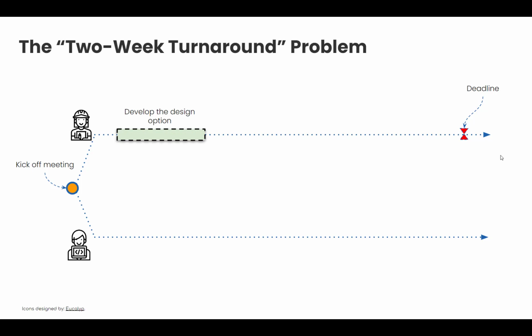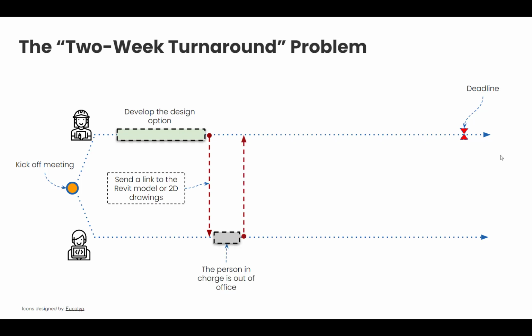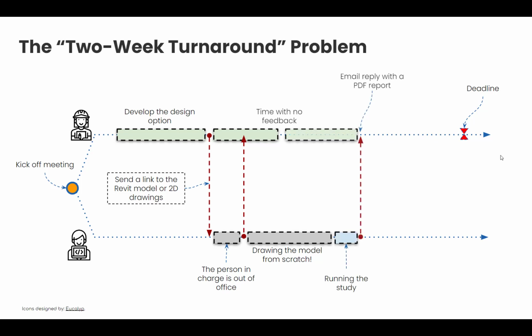The design team will work on developing their design option, and somewhere near the end of one of the phases, there will be a big Revit model or set of 2D drawings sent over to the energy modeling team. They'll get back to the design team, and they will spend a full week or two often retracing the model from scratch in the building energy modeling platform that they are using, such that by the time they've run the study and they've sent the results over to the design team in a PDF report, so much time has passed without feedback that the design has completely changed, and the team says, "Thank you very much. I don't know how relevant your findings are given so much has changed since we sent you that first model."